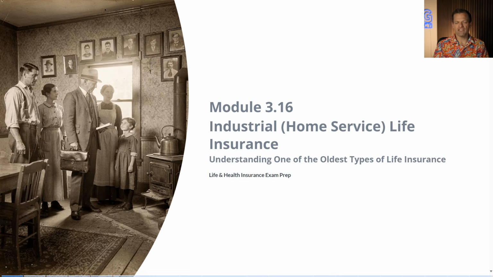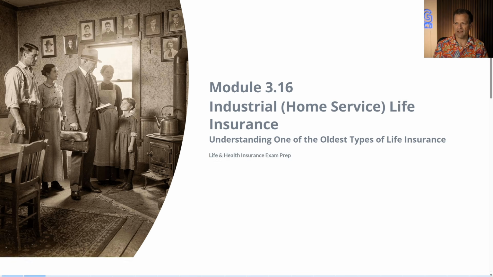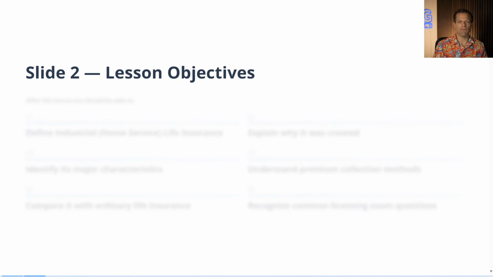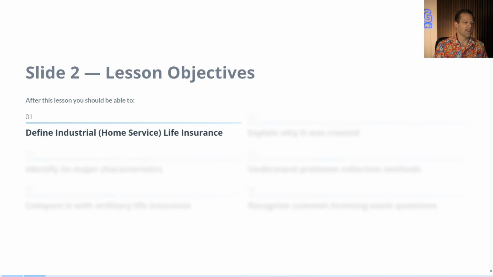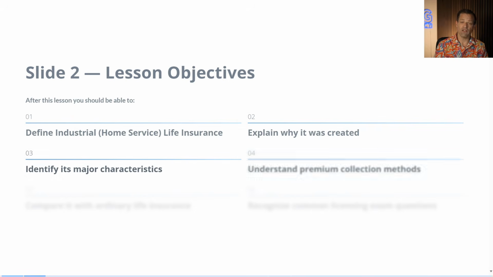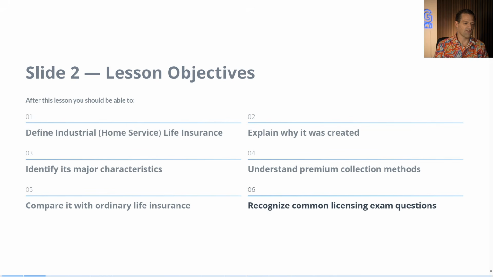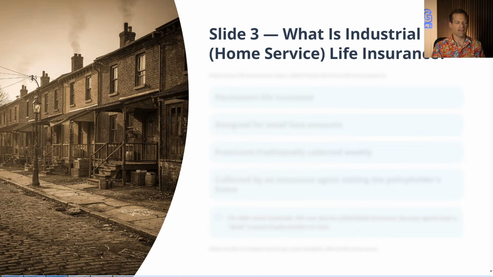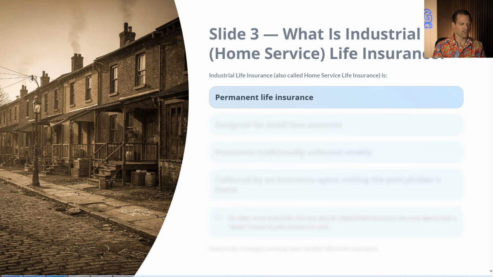So in today's training, we're going to understand one of the oldest types of life insurance, called industrial or home service life insurance. This does show up on the exam at times. So it pays just to have a brief understanding of how it works and how it differs from, say, final expense or other forms of life insurance, and being able to answer it confidently when it does show up on the exam. So what is industrial or home service life insurance?